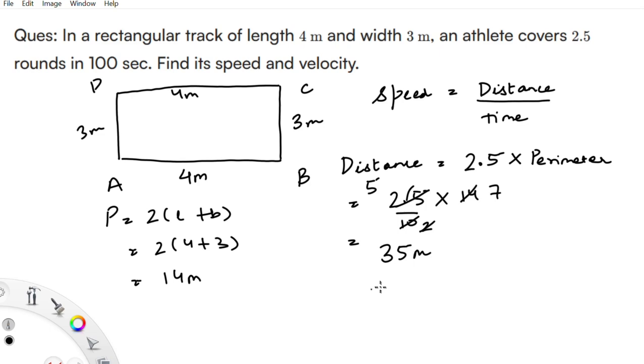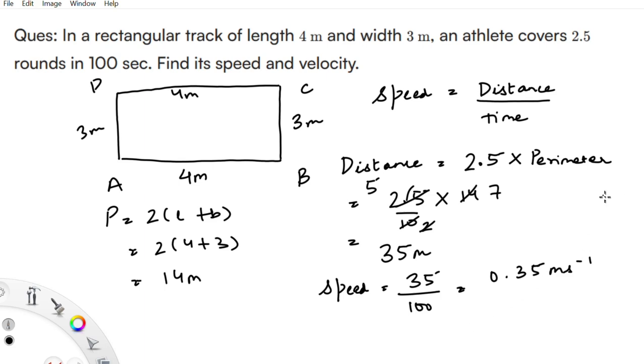So if I am to find the speed of this athlete, the speed will be distance upon time, and now we have the value of distance. So speed will be distance, that is 35, upon time, that is 100 seconds. So the speed becomes 0.35 meter per second. Okay.